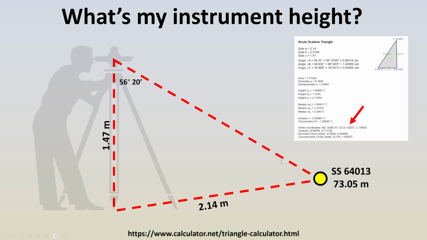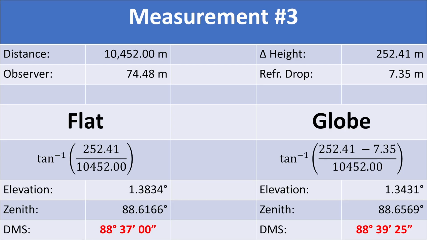And with those 3 values, I could plug them into a triangle calculator and get an adjusted height of 1.43 meters, which when added to the benchmark of 73.05 gives me an observer elevation of 74.48. All right, so here's all the calculations again.